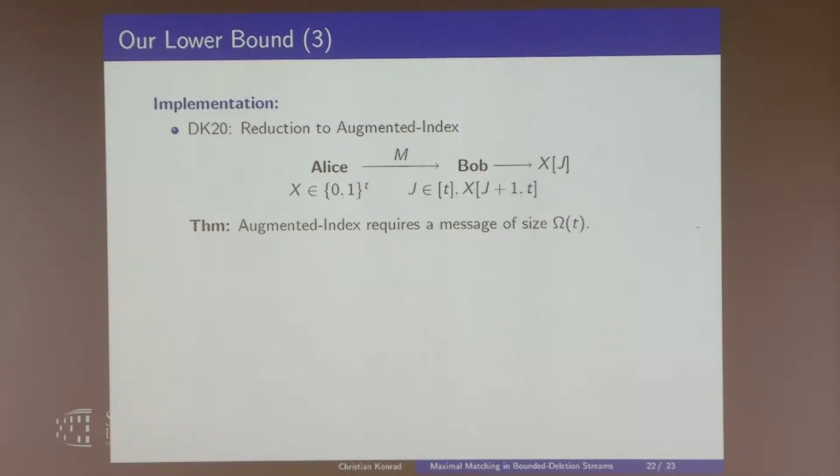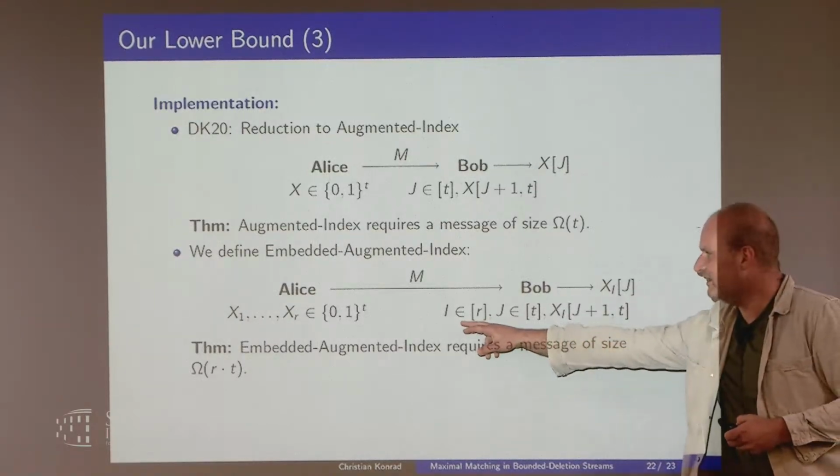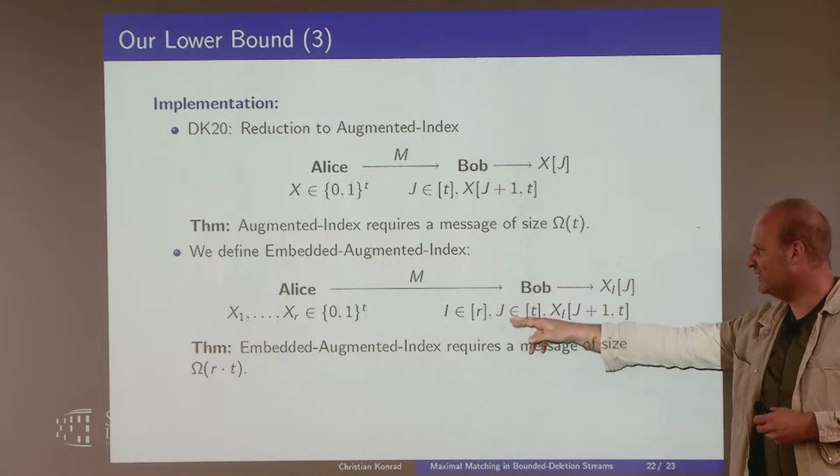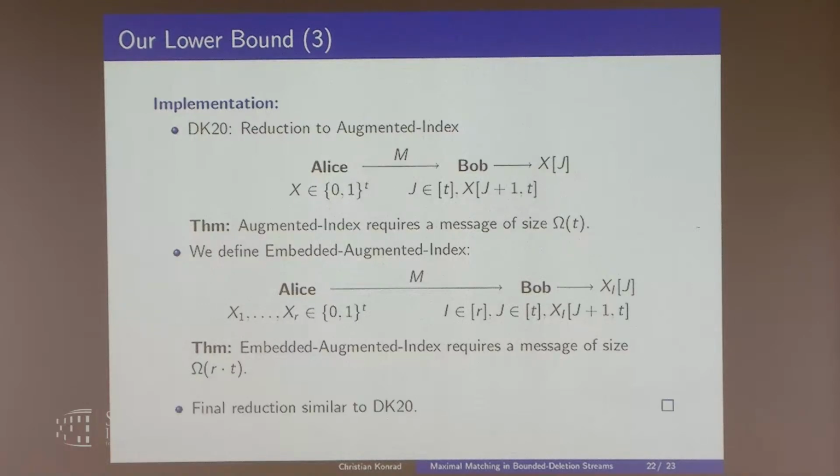Now, what we do is a slightly more involved version of an augmented index problem, where instead of one bit string, we have r bit strings. Then Bob has one index i that selects one of these instances, and one index j as an augmented index, the respective suffix, and you just need to report this one bit. Then relatively standard information theory arguments allow us to prove this lower bound of r times t. And the final reduction is then very similar to DK20.